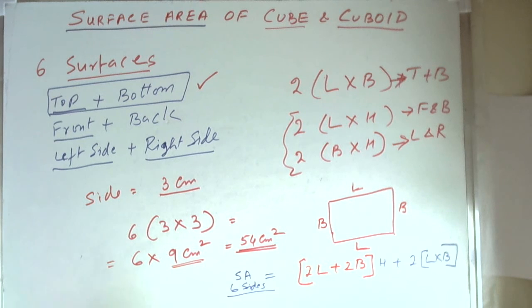And in case of cube, we can calculate the surface area of any one surface and then multiply it by 6.